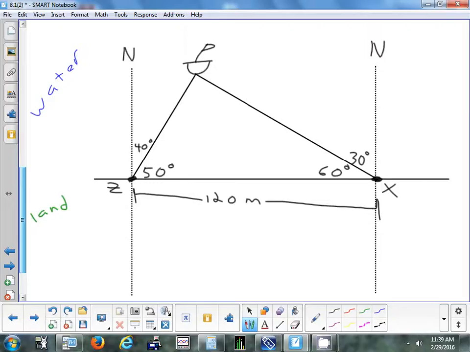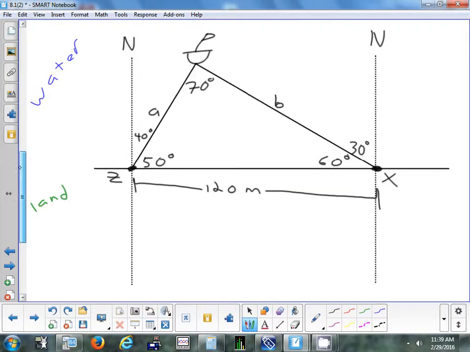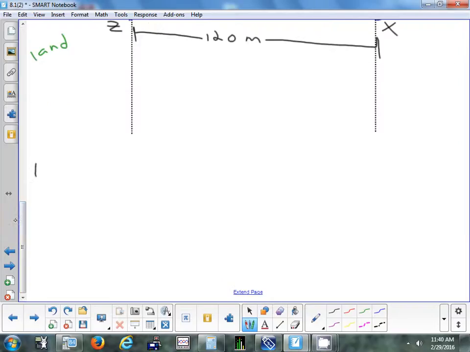How much is that one? 70. You definitely need that third angle. And now this is just a law of sines problem. Okay, let's label our sides. I guess let's call this side A and B. Okay, a little confusing because we used English letters for our angles, Zulu and X-ray, just because that's the name of the Coast Guard stations. Right. So let's find A first.